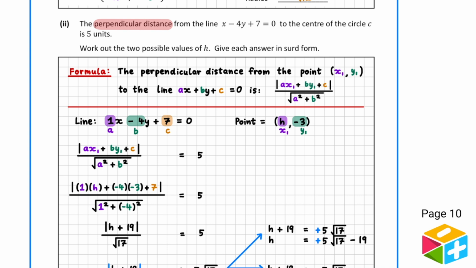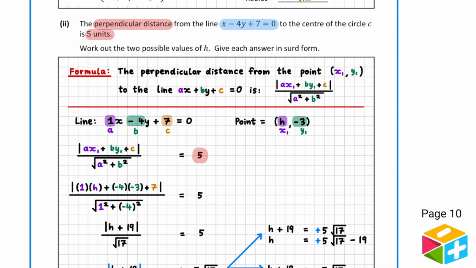There's a result that says the perpendicular distance from the point (x1, y1) to the line ax + by + c = 0 is the absolute value of ax1 + by1 + c, divided by the square root of a squared plus b squared. We're told that the perpendicular distance is 5 units, so we should set this expression equal to 5.